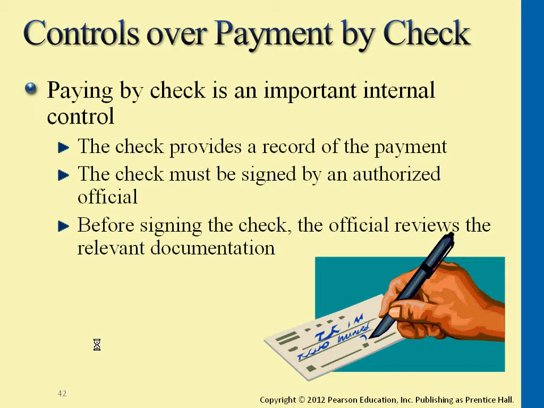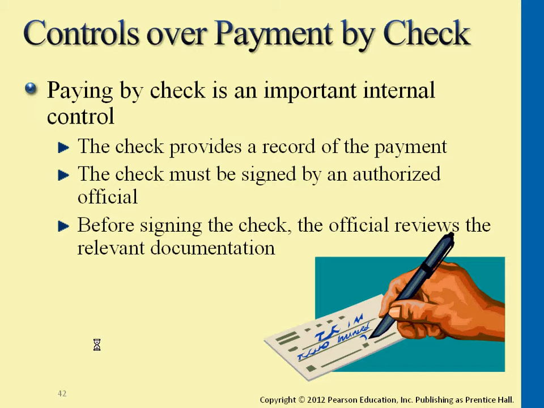What it does is authorize the bank to pay a particular person that you designate the amount of money you authorize. So a check provides a record of payment. It also establishes authorization for a particular person to have control over the account.